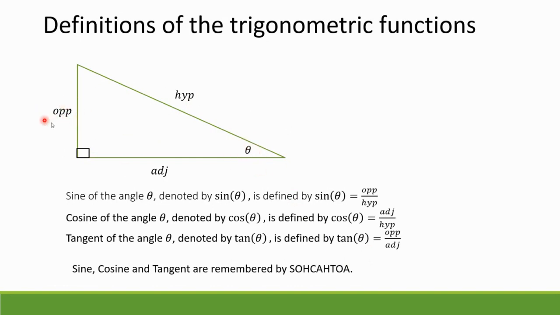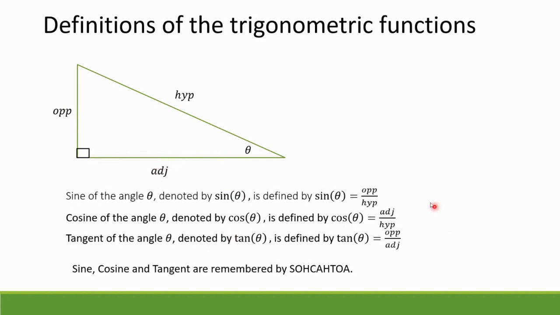OPP is the length of the side opposite the angle theta. ADJ is the length of the side adjacent to theta. The side opposite the angle theta is the opposite side. The side next to theta, the side that's adjacent to it, is the adjacent side.